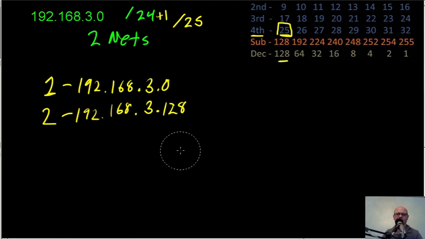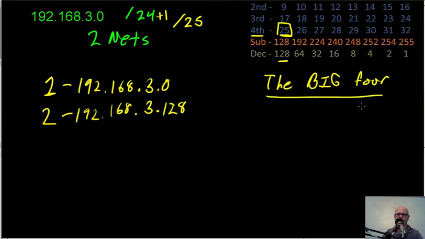So now that we have our net IDs, we can come up with what I like to call the big 4, or the 4 pieces of information that you actually need to troubleshoot, administer, or implement these subnets. Because the end goal is, you do all the math, and then you go out and, either statically or using DHCP, assign these IP addresses to actual devices.